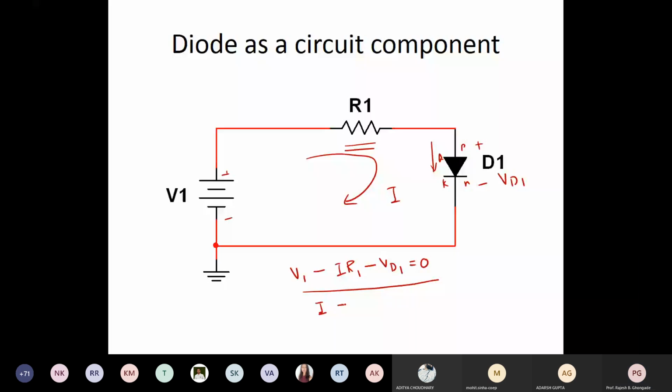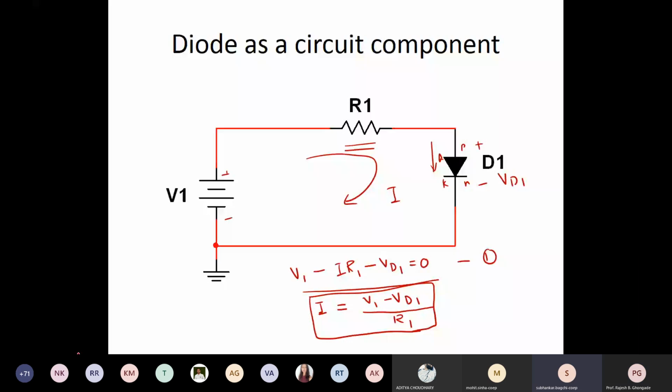I is equal to V1 minus VD1 divided by R1. This is how I will try to find out the current flowing through the diode. All right. Is this okay, guys?